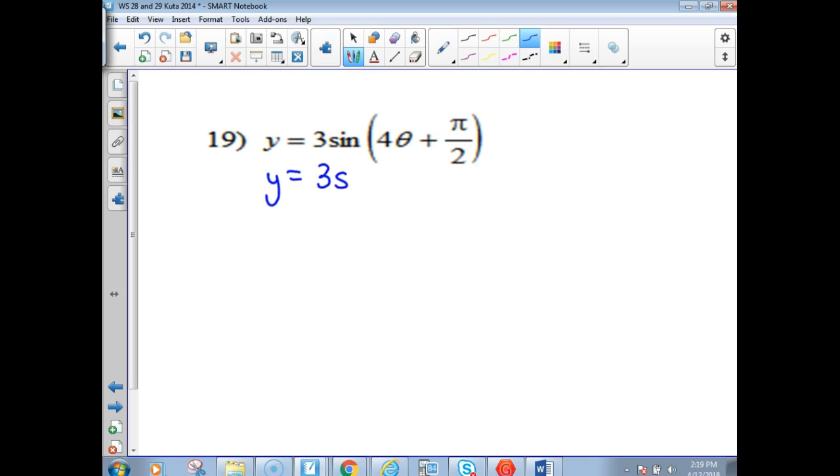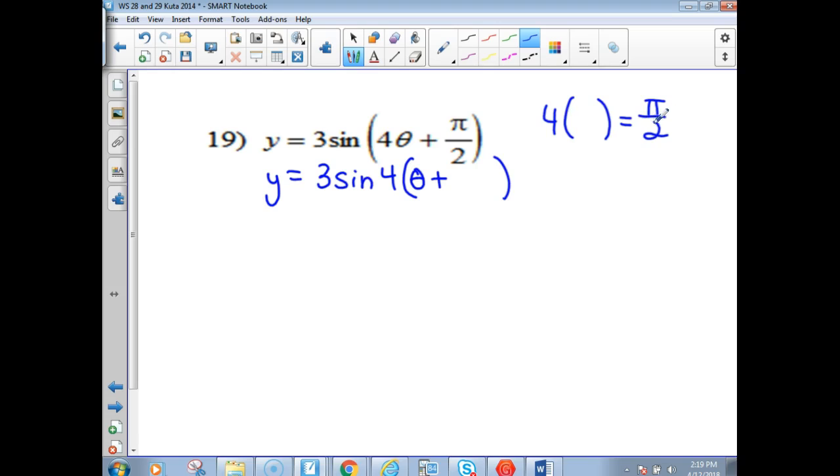It says y equals 3 sine. And then we brought the 4 out. And then theta's here. And then it said, well, what goes in this blank? Okay, so what I need us to figure out is 4 times what will give us pi over 2. You with me? All right, so I need to know what I've got to put here so I can see what the phase shift actually is.